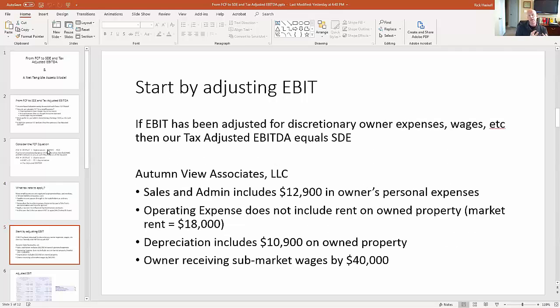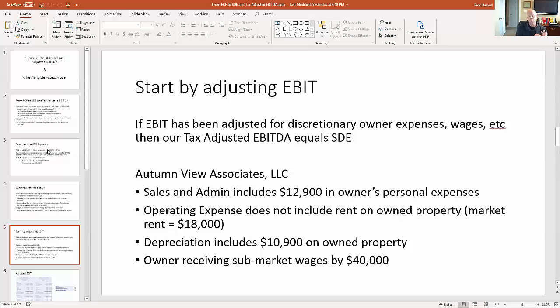So to start this then, we're going to start by adjusting the company's EBIT. We're going to look at the EBIT that exists, and we're going to put back into it expenses that should have been there, take out of it expenses that shouldn't have been there. So I'm going to give you an example, a company by the name of Autumn View Associates. And Autumn View is an interesting little company. They have an active consulting practice, but they also sell some hard goods. They're in the technology space.